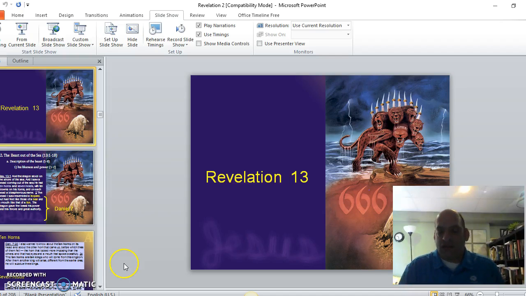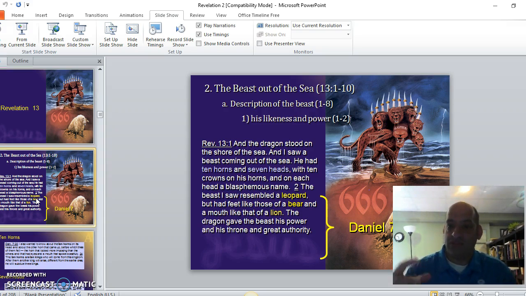There's a lot of content in Revelation 13, and I'm hoping I can get through this in a short amount of time so you're not stressing out. But chapter 13 is where the beast is revealed for us by John, and he comes out of the sea. We are given descriptions and the likeness of his power in verses 1 through 2.